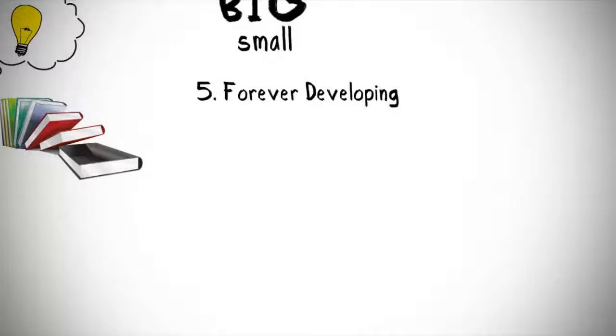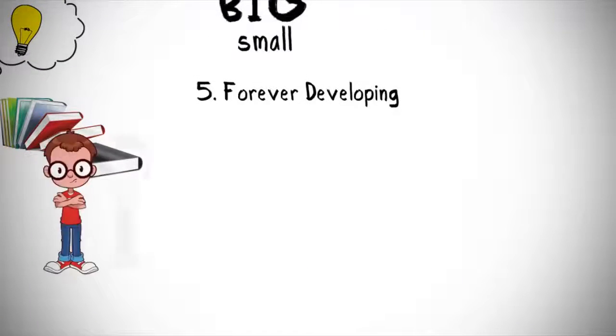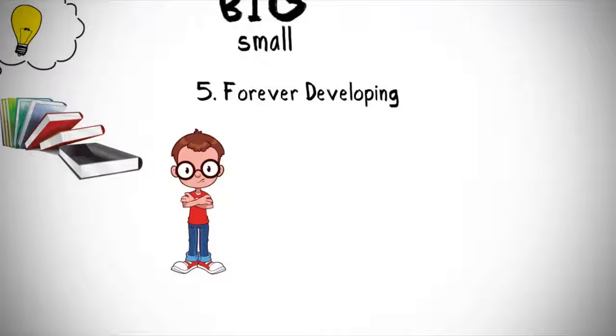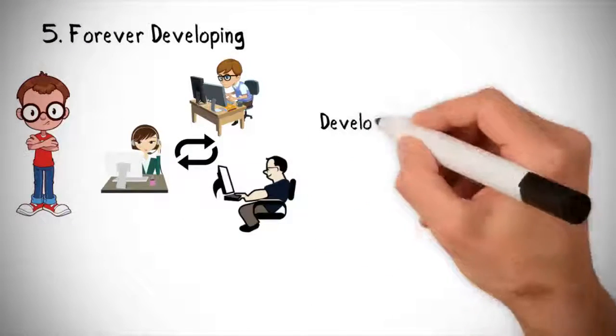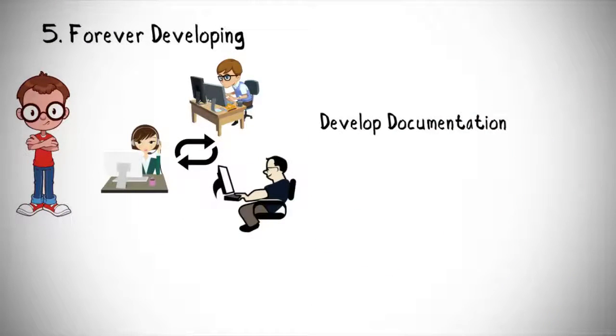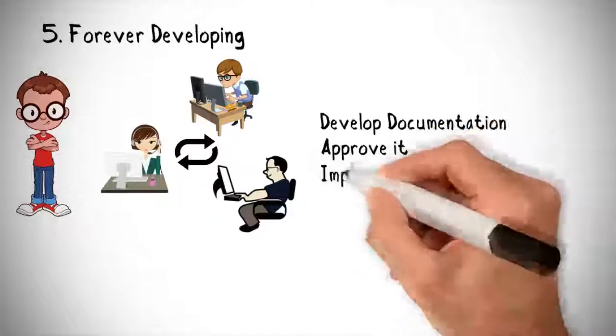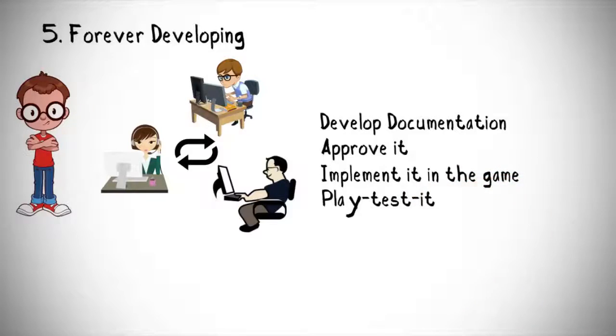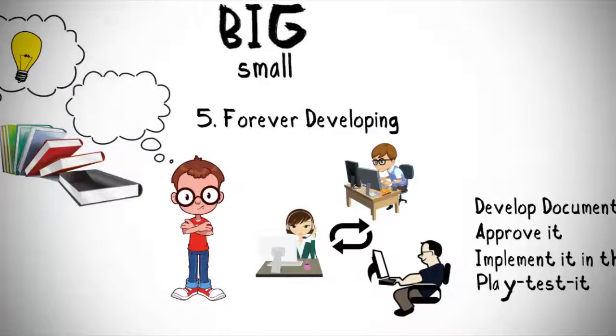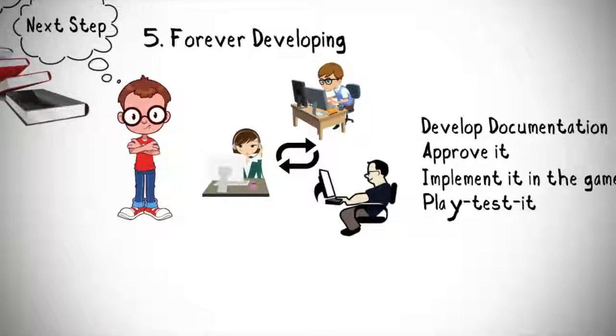Tip number 5, forever developing. During game development, my team and I got stuck in the everlasting development loop. It looked like the following: develop documentation, approve it, implement it in the game, play, test it, and then at the next meeting, we would discuss it and decide the next step. Usually one system would require another system, and so on.